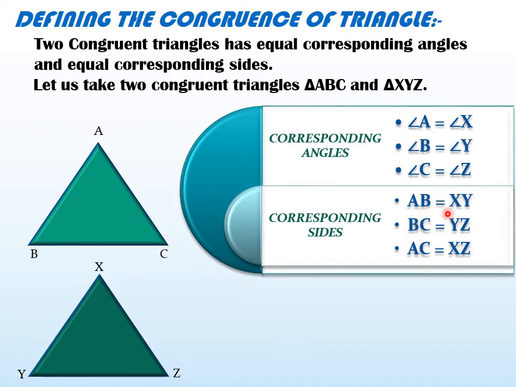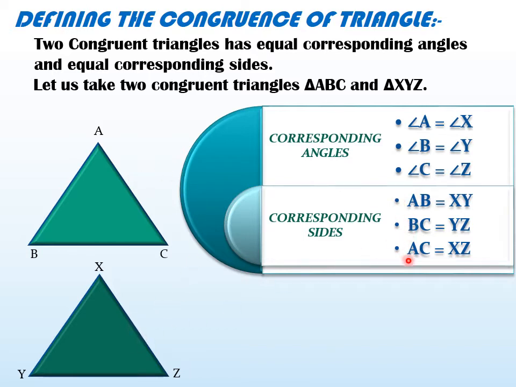Similarly, AB equals XY means the side AB right here of triangle ABC is equal in size with the side XY of triangle XYZ. So these two have equal length. Similarly, side BC is equal in length with side YZ and AC is equal in size with XZ.